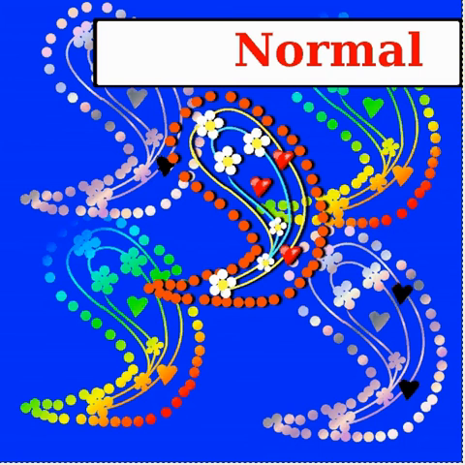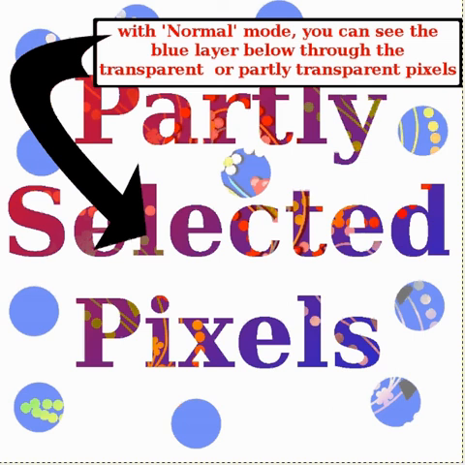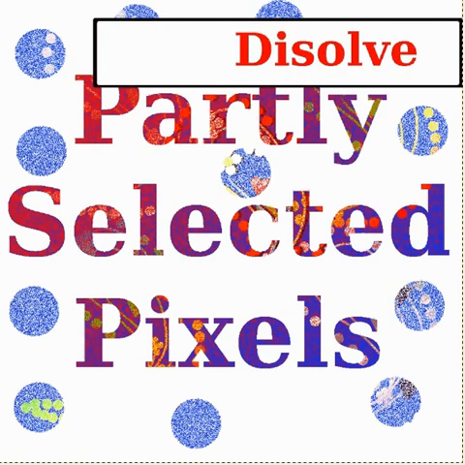This is normal, the first mode. It is the default. Basically with normal, what you see is what you get. Now, before I show you dissolve, I'm showing you the two layers. The top layer is that partly selected pixels layer, and beneath it is the blue layer. And you can see through it where the pixels are semi-opaque or semi-transparent or transparent. Now, when you apply the dissolve mode to it, in the partially selected pixel areas, it randomly selects pixels, causing it to look dissolved, hence the mode.